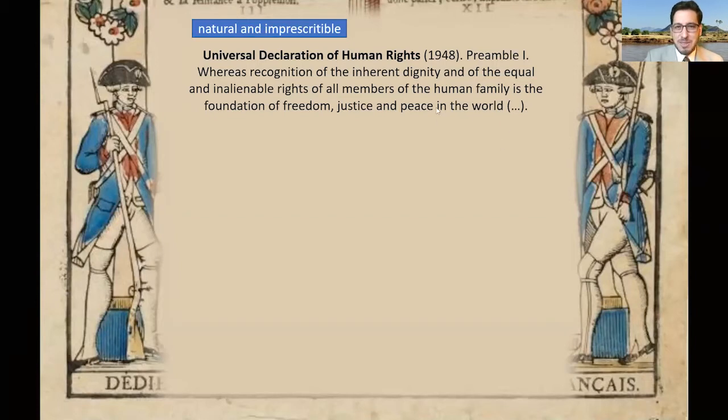Even though you can see so many similarities with the French Declaration. For example, Article 1 of the French Declaration talks about how we are all equal, and that is the foundation of all rights. And at the very beginning of the Universal Declaration of Human Rights, you can see also the inherent dignity and the equal and inalienable rights of all members of the human family. So, why is there not the word natural? Well, because it was signed by many countries around the world.